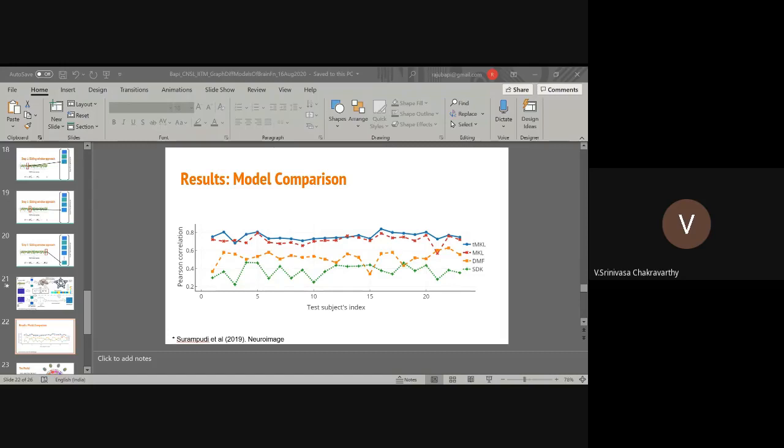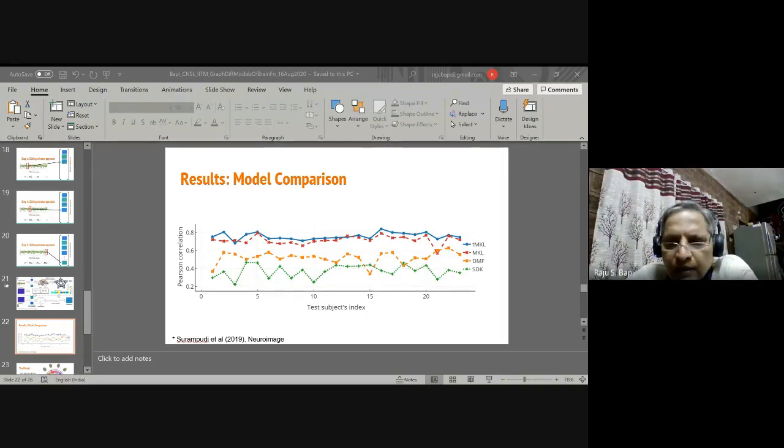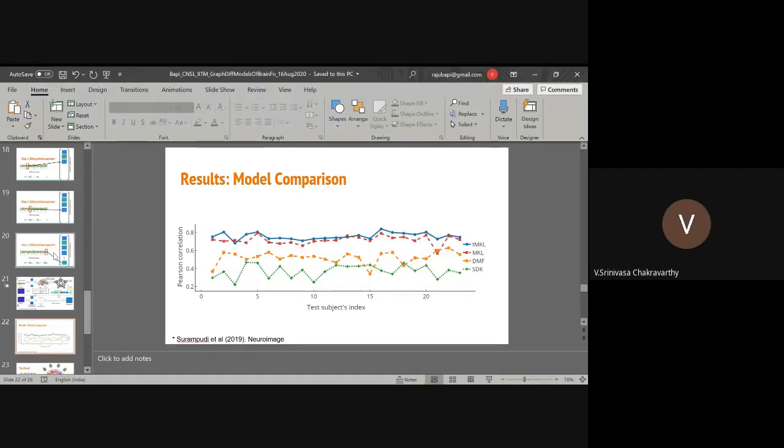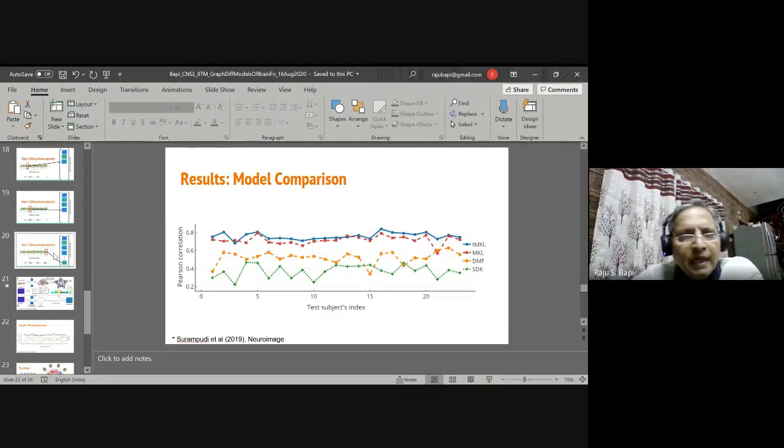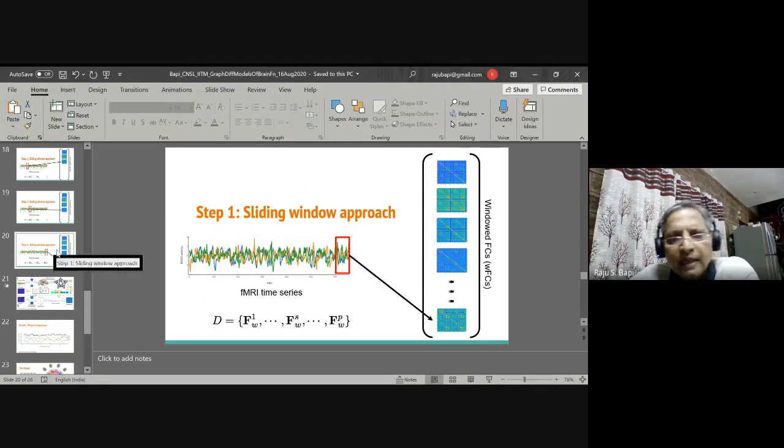How long is the window size? Actually I don't remember now, but roughly, we tried with different ones. The final one is, I think, 15. This is an 8-minute scan, right? So this is about a 15 to 20 second time window.